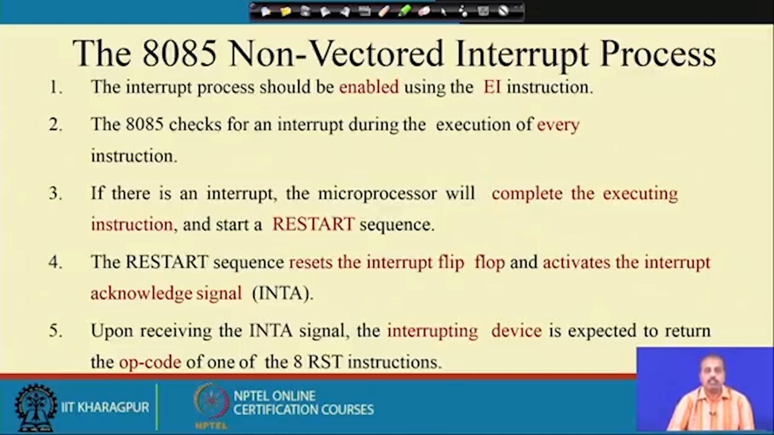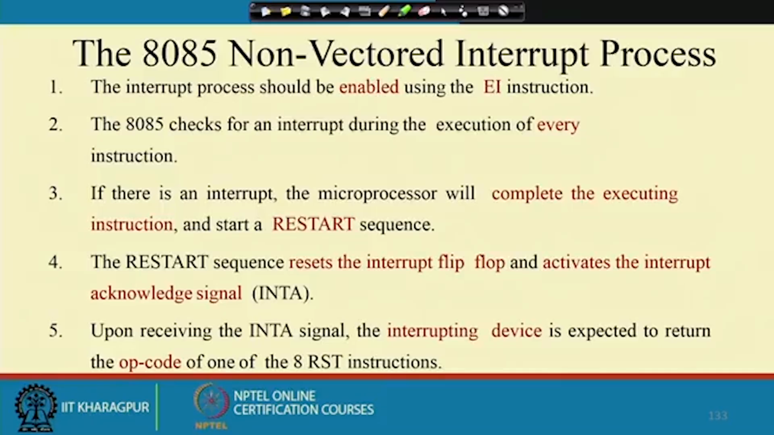Now, as we know, an interrupt can occur at any point of time during execution of instructions by the processor. So, irrespective of the point at which the interrupt has occurred, the processor will check for the interrupt at the end of every instruction. Typically, in the last machine cycle, the interrupts are checked, whether any interrupt has occurred or not.